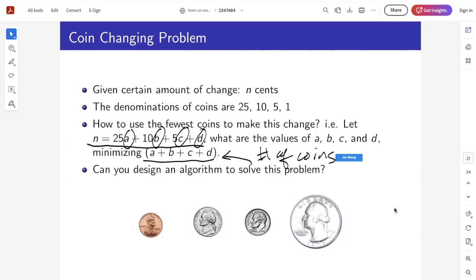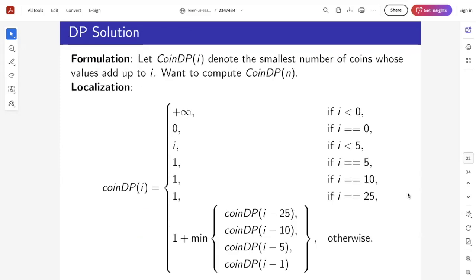Okay, so we only look at the number of coins. They add up to n cents. So what we want to do is we want this to be minimal, right? So we want to figure out A, B, C, D to make it minimum. This is a minimization problem. We can obviously try to use dynamic programming. As a matter of fact, we're going to use it here.